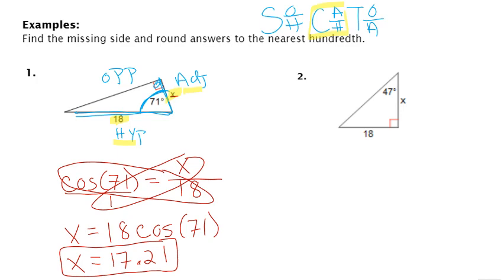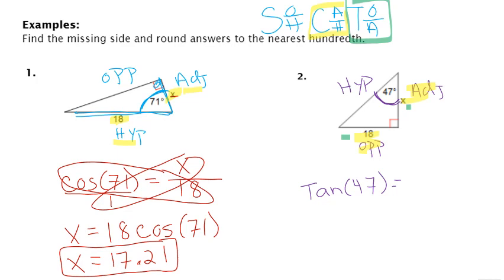For the next example, same thing. I can't use any of my other methods of solving besides trig. So this is my opposite side. This is my adjacent side. This is my hypotenuse. If I look at what I have here, I have opposite and adjacent. So for this one, I'm actually going to have to use tangent. So the tangent of 47 is 18 over x. And I have to do a little bit more solving for this one. So I'm going to put a 1 underneath. I'm going to cross multiply.